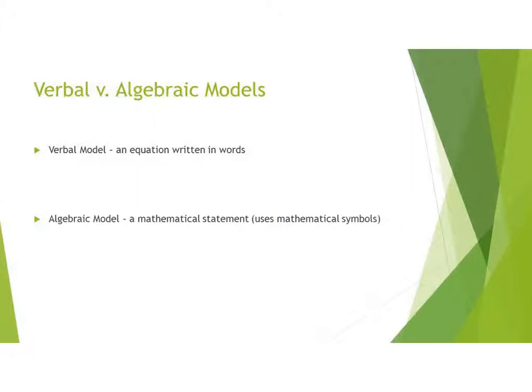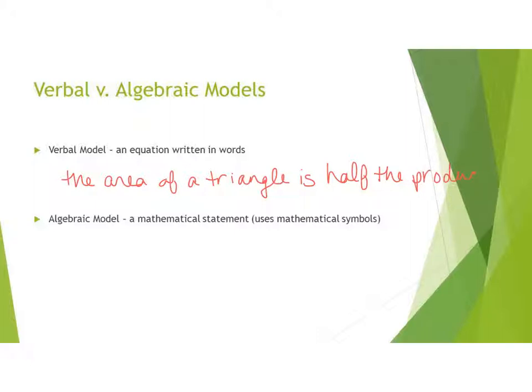First of all, the difference between a verbal model and an algebraic model. A verbal model is an equation written in words. For example, if we were going to talk about the area of a triangle, you might just write out: the area of a triangle is half the product of the base and the height.